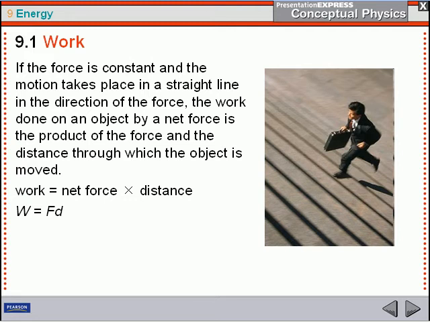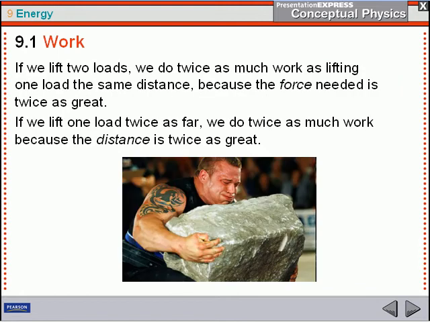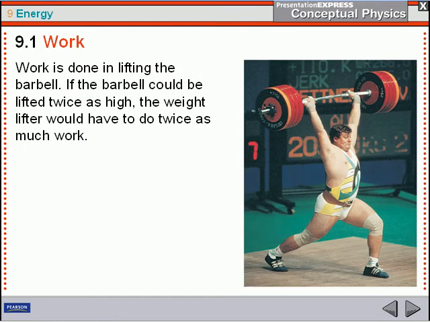This is just a restatement of it, and you can see we're going to use the letters capital W for work, and capital F for force, and lowercase d for distance. If you lift 2 different loads and we compare them, you're going to do twice as much work if you lift 2 objects at the same time, say like 2 boxes or 2 books, as opposed to 1 object, because it's twice the force, it's twice the weight. And if you lift the load twice as far, then you're going to do twice as much work because the distance is twice as great.